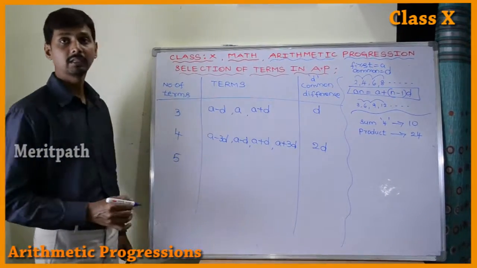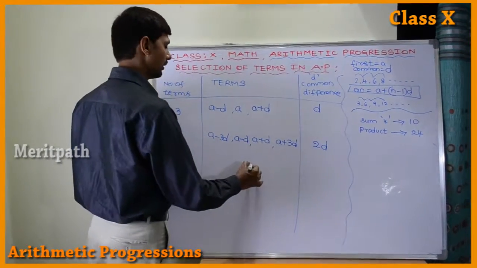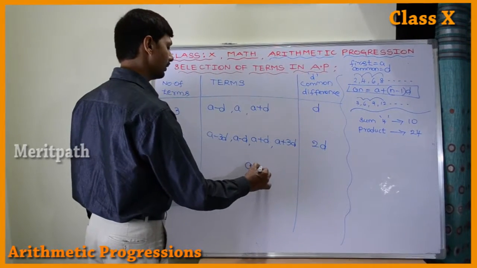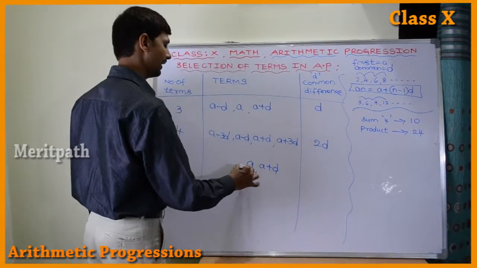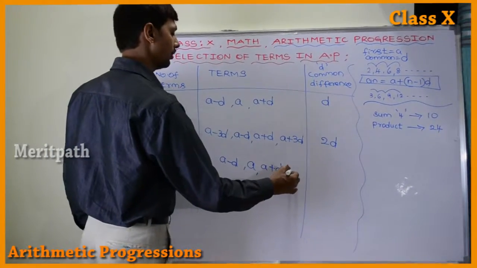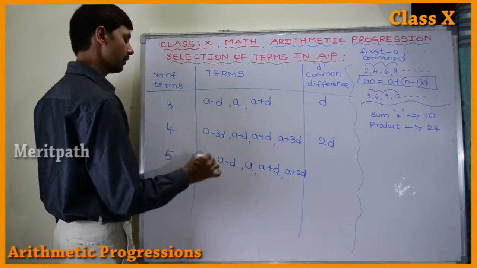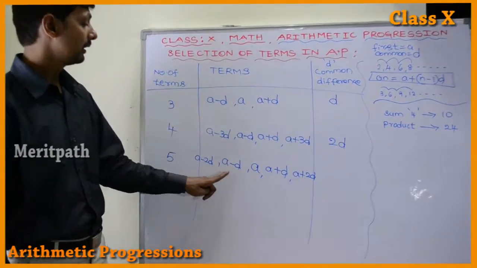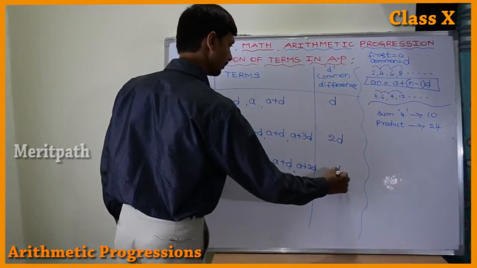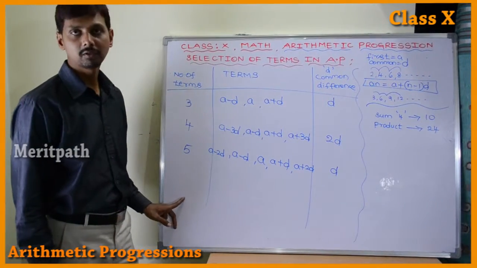Let us discuss the 5 terms. Here the number of terms is 5, so let us take the middle term as a, and the other terms are a plus d and a minus d. We need 2 more terms, so we add a plus 2d and a minus 2d. Then we can find the difference between these terms. The common difference between these terms is d. Similarly we can find for 6 terms.